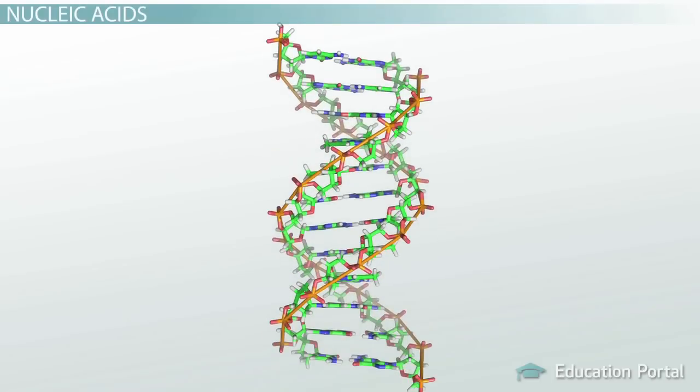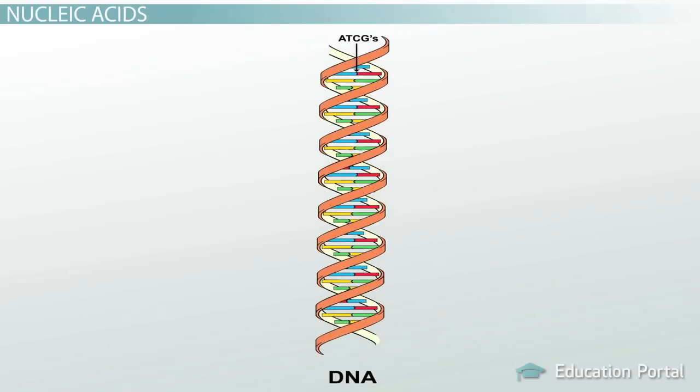I am sure you are already familiar with nucleic acids, those incredibly important compounds that include both DNA and RNA. But let's take a closer look and break down these macromolecules to their basic elemental composition. Let's start with the classic image of a double helix of DNA.